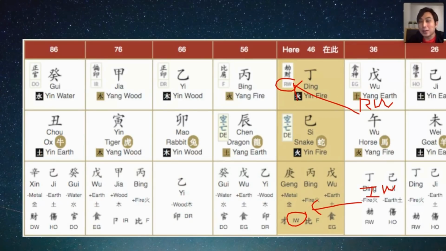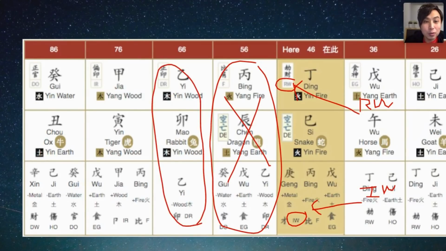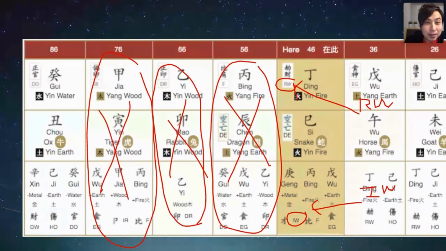So let's say you already advised this person about this, and then this person asks you, when will my next luck pillar come? What will you tell this person? So let's look at 56. At 56, do you see any wealth element? No, there are no IW or DW. And if you see this part here, do you have any wealth element? Also no. If you look at 76, any wealth element? No. 86, God.